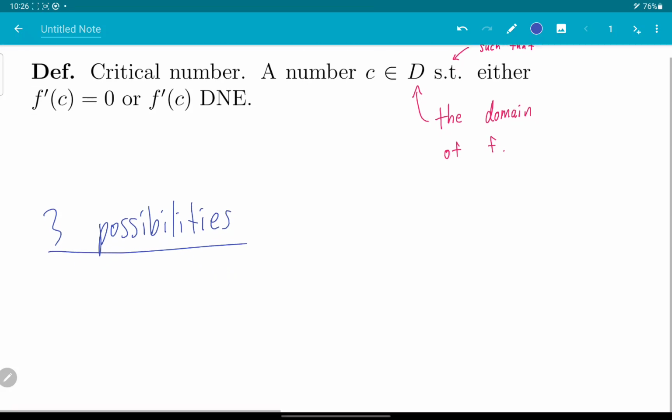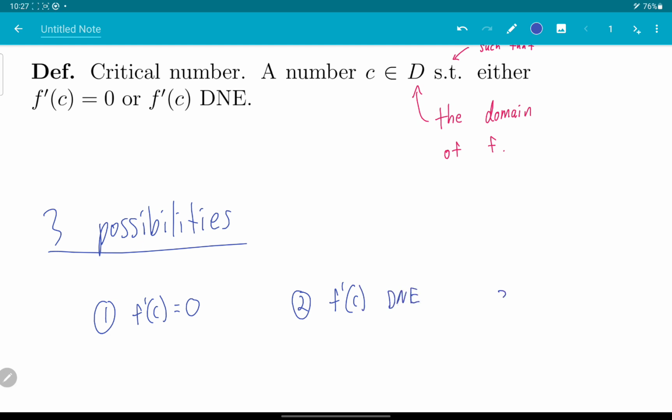You have, let's say, 1, f prime of C is 0; 2, f prime of C just doesn't exist at all; and 3, f prime of C is non-zero, so it exists and is non-zero. So if we're looking at a function, we're often interested in finding when the function is achieving a max and when it is achieving a minimum. And it's only going to happen here and here.